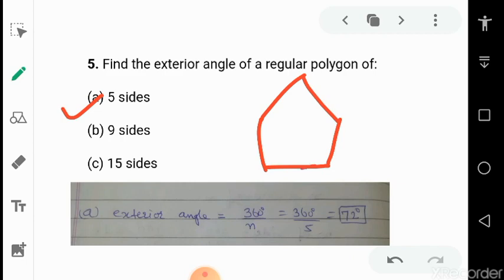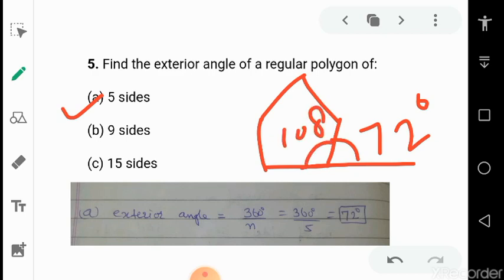It means if you extend the side, this angle is 72 degree, and by the property of linear pair, this angle will be 108 degree, because sum of interior and exterior angle is 180 degree, and we know that interior angle of a pentagon is 108 degree. All right, so if you know the interior angles, you can find the exterior.